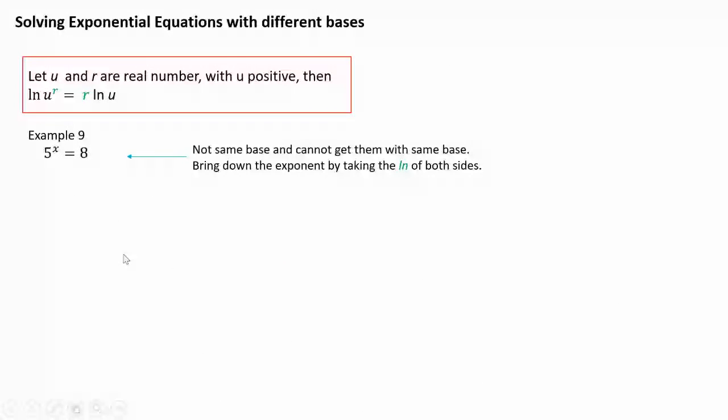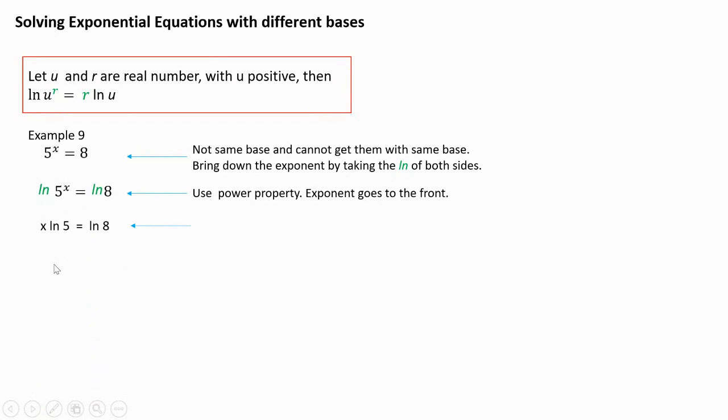So you're going to take the ln on both sides. Again, not the same base and cannot get them with the same base. So you bring down the exponent by taking the ln on both sides. I'm going to insert the ln on the left side of the 5x. In a similar fashion, I'm going to take the ln on the left side of the 8. Now, by using the property, the exponent goes to the front. Then we divide by the ln of 5 on both sides. And now when you plug into the calculator, this is your result.